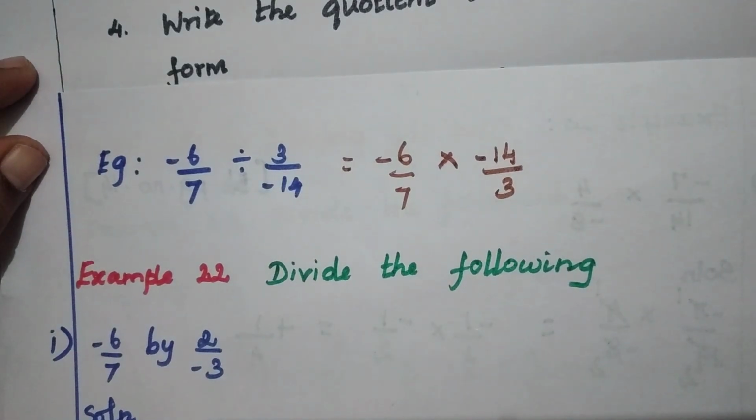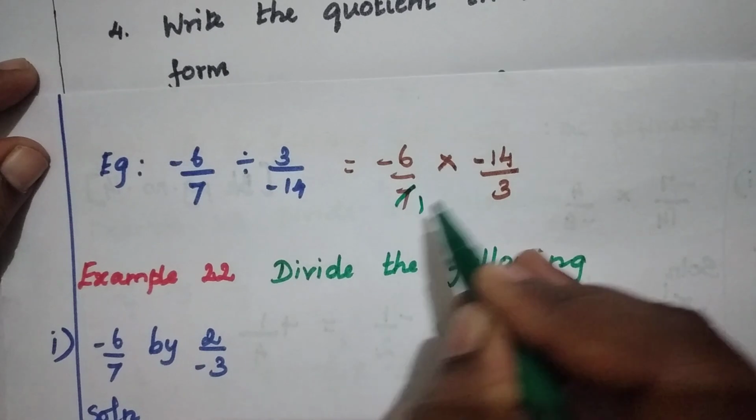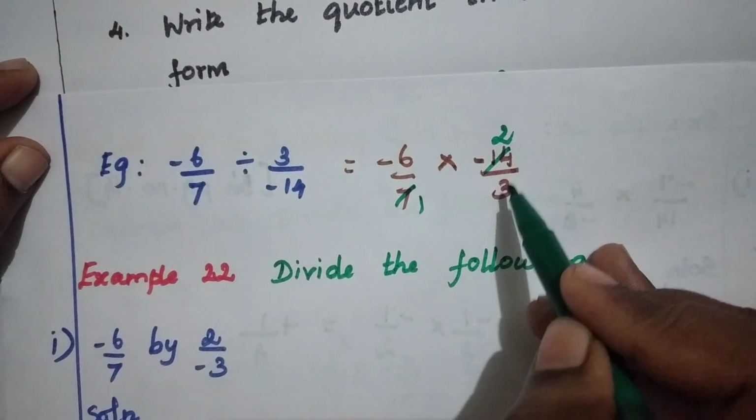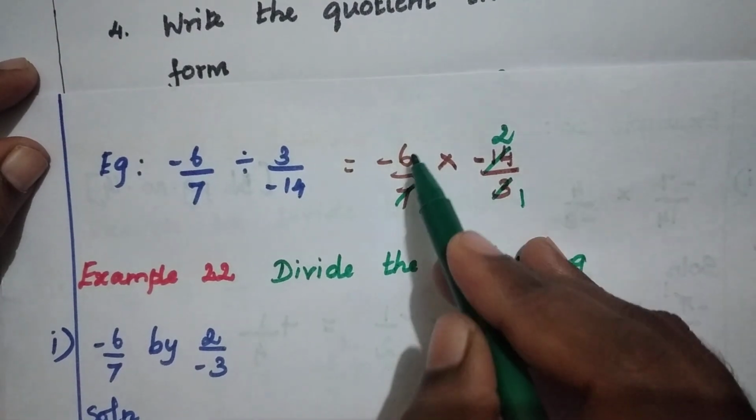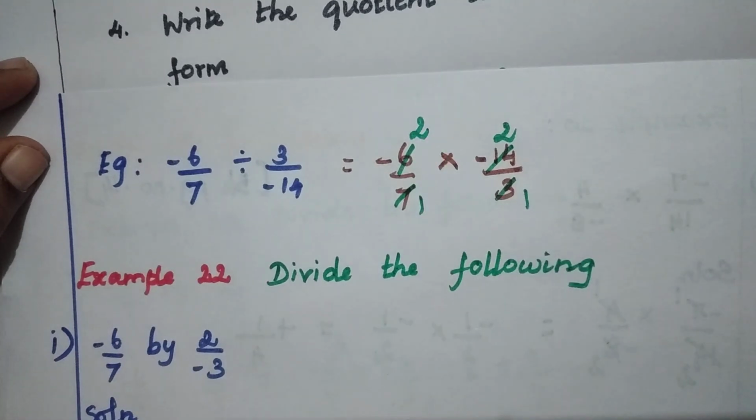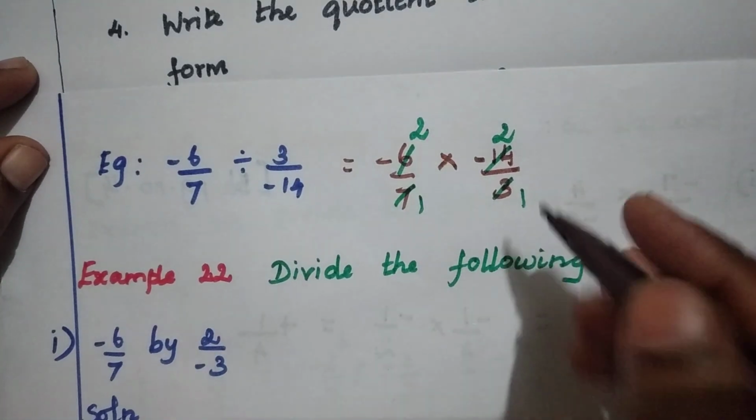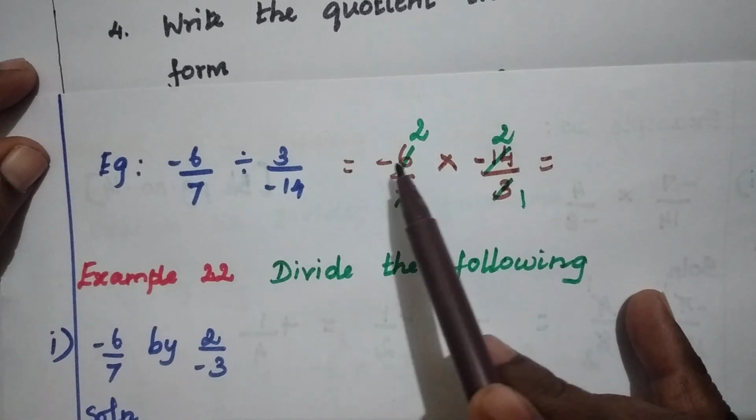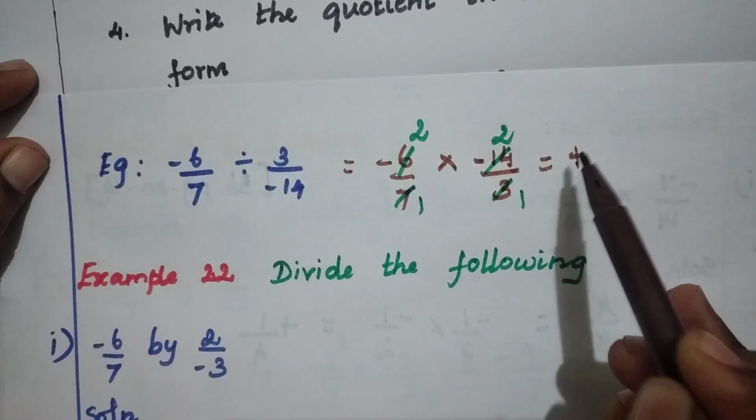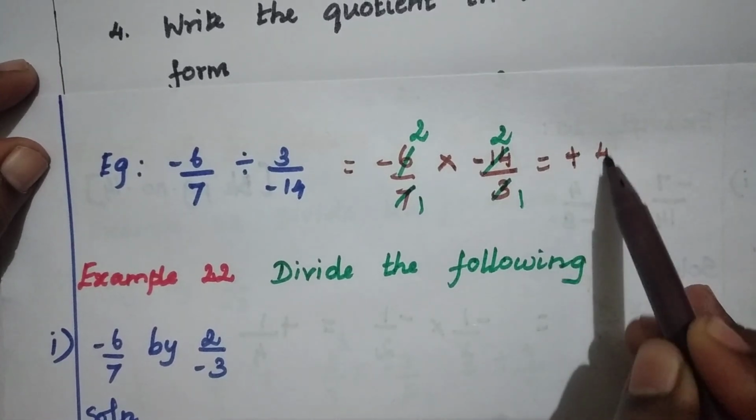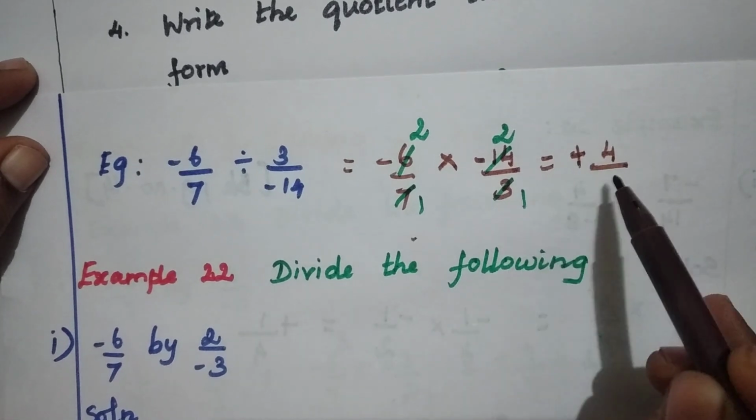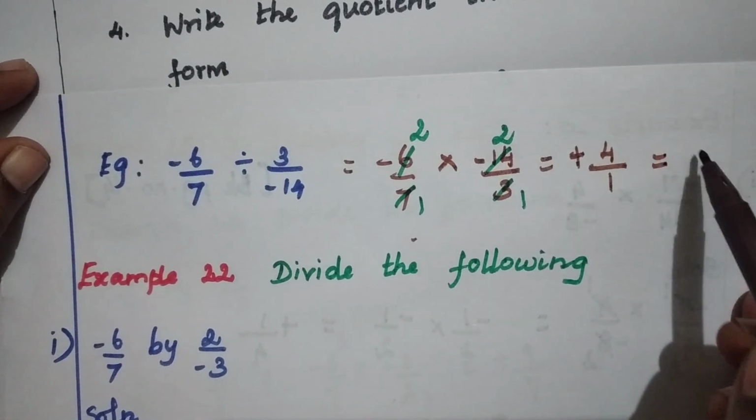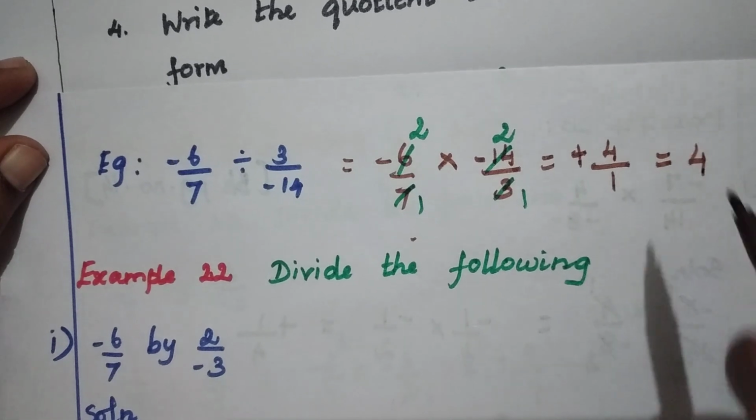Now we can cancel this one. 1 7 is 7, 2 7s are 14. Here 1 3 is 3, 2 3s are 6, which is equal to minus into minus is plus, 2 2s are 4 divided by 1 into 1 is 1, which is equal to plus 4.